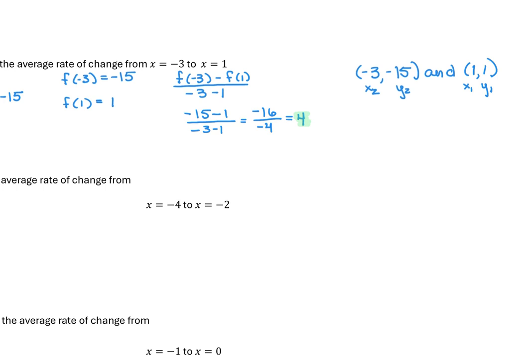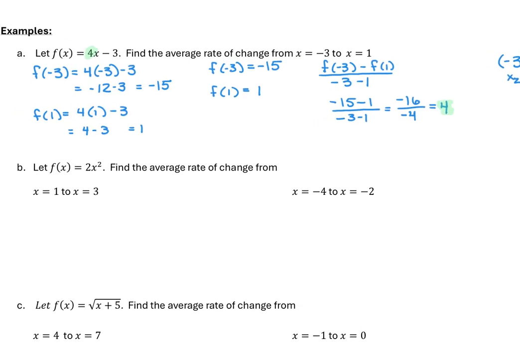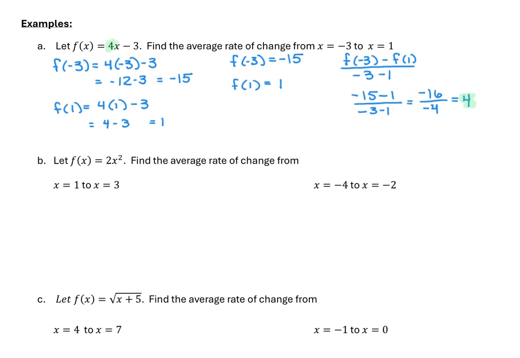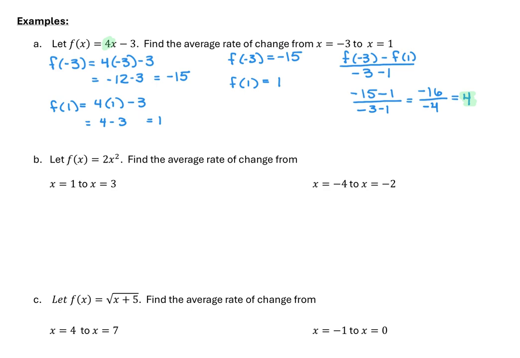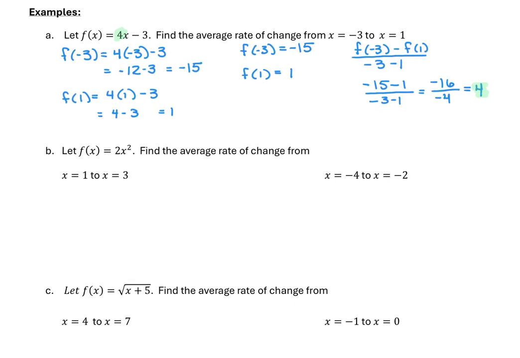All right, now, this is a linear one. We went through a lot of work to basically show that the slope of the line was 4, which we didn't have to do because, well, it's a linear equation and it has a slope of 4. Now, when we move into other types of equations, then this is necessary. And so, for instance, f of x equals 2x squared. This is not a linear equation. And so we do have to find the average rate of change.